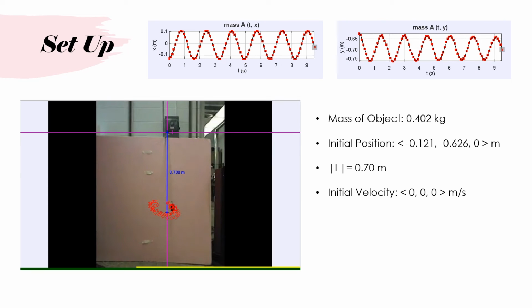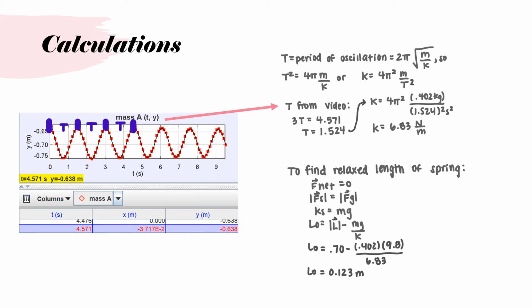Here's my video analysis of the mass's motion in Tracker. As you can see, there is oscillation in both the x and y direction. The mass of the object is equal to 0.402 kilograms, and its initial velocity is equal to 0 because it started from rest. Some calculations using the observed data were required to get the initial conditions needed for the computational model.